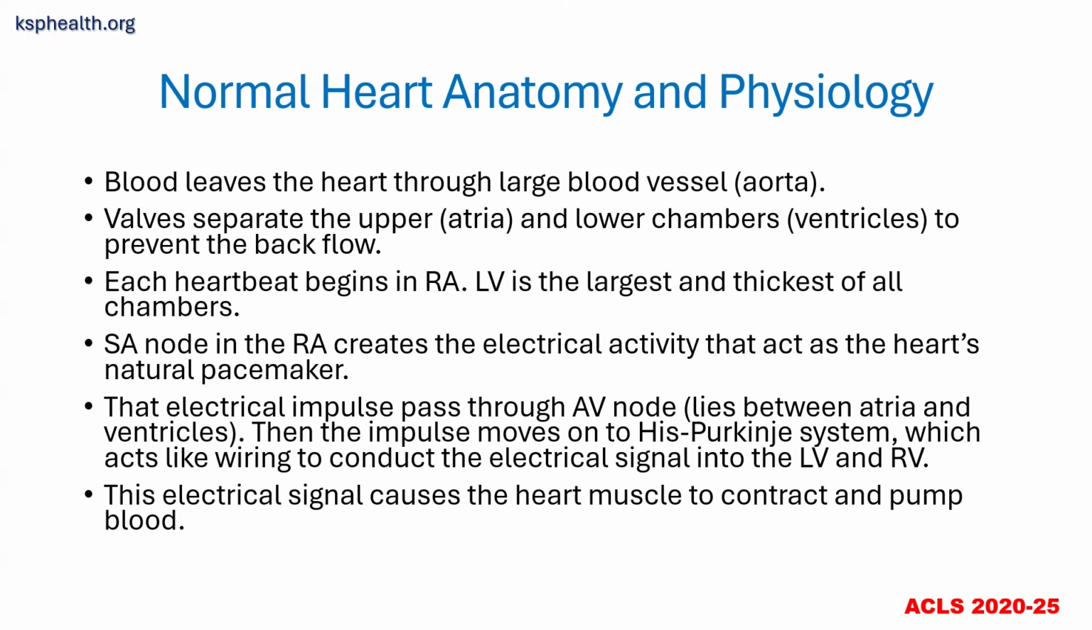The SA node in the right atrium creates electrical activity that acts as the heart's natural pacemaker. That electrical impulse passes through the AV node that lies between atria and ventricles. Then the impulse moves on to the His-Purkinje system, which acts like wiring to conduct the electrical signals into the left ventricle and the right ventricle. This electrical signal causes the heart muscle to contract and pump blood.